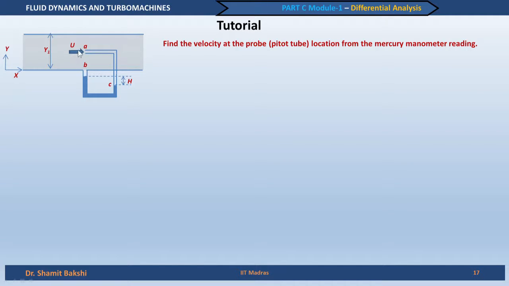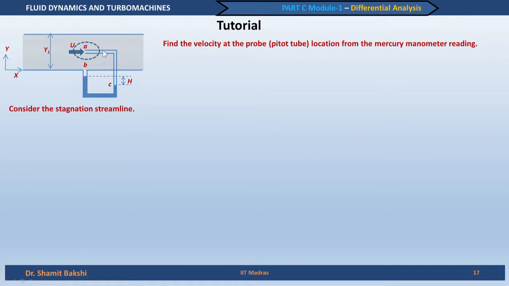So, how does this velocity relate to this h? Let us see if we can derive it using the Bernoulli's equation. For that, we know that the Bernoulli's equation is applicable along a streamline. We consider the stagnation streamline. What is the stagnation streamline?